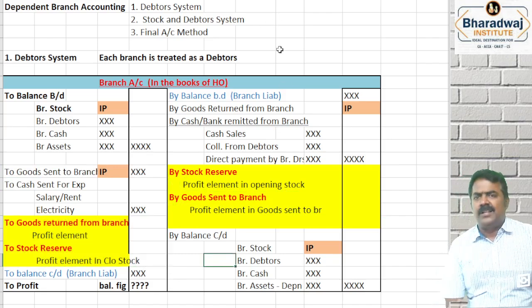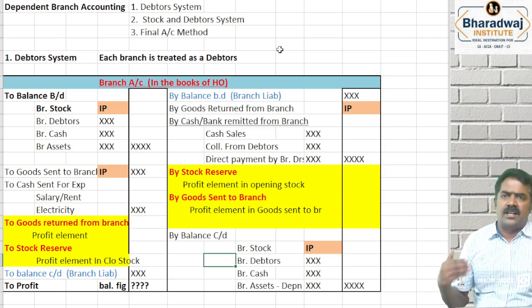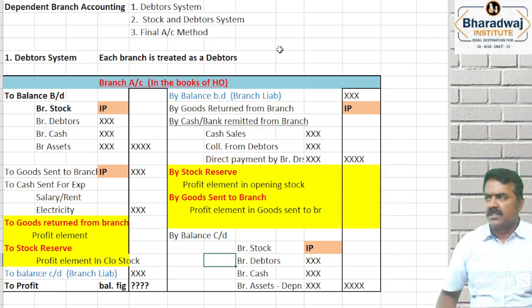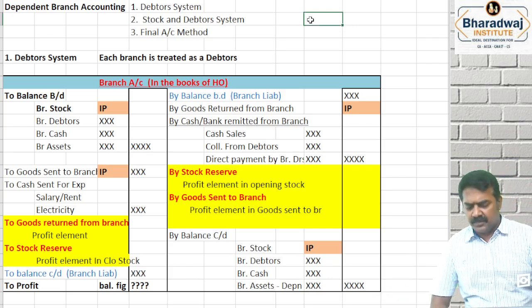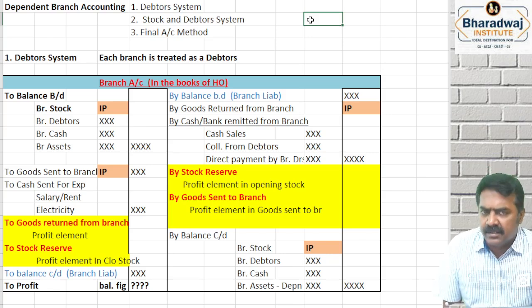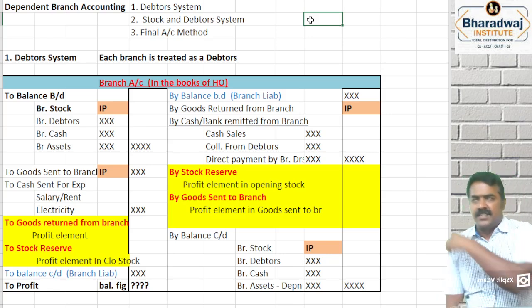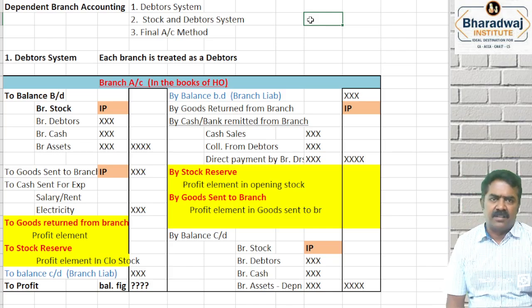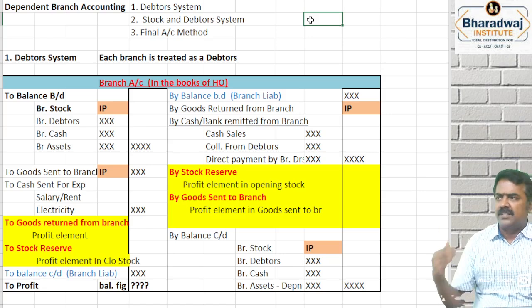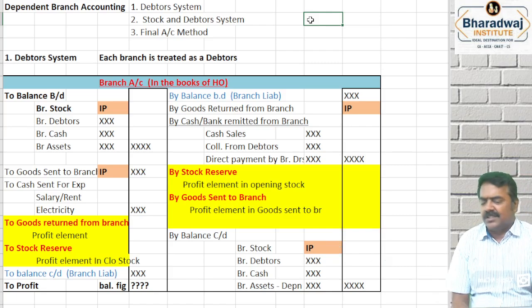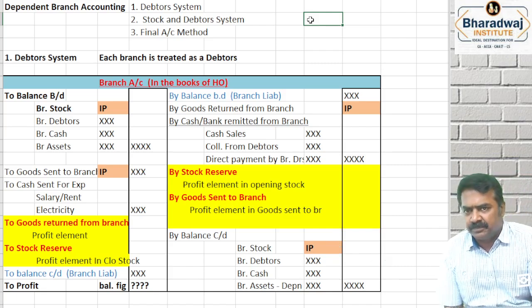This system has a weakness. This records only the transaction between head office and branch. What will not be recorded in this branch debtors method? Branch dealings with outsiders will not be recorded. Like credit sales, it will not come. Wastage of stock will not come. Discount allowed will not come. Bad debts will not come. So branch transactions with outsiders are not recorded in which account? Debtors system. That is a weakness of this particular method.